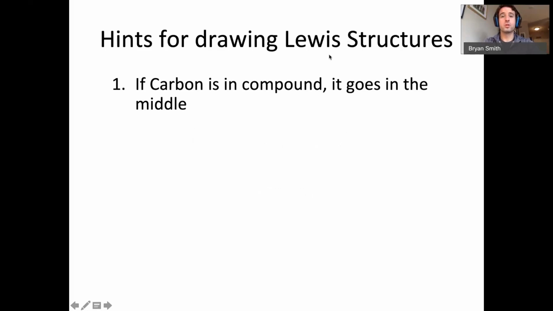Today we're going to finish up talking a little bit more about Lewis dot structures, and then we're going to move into talking about something called polarity.